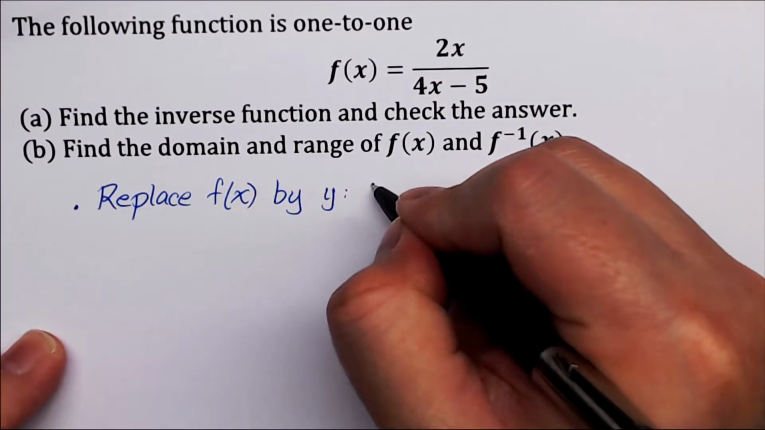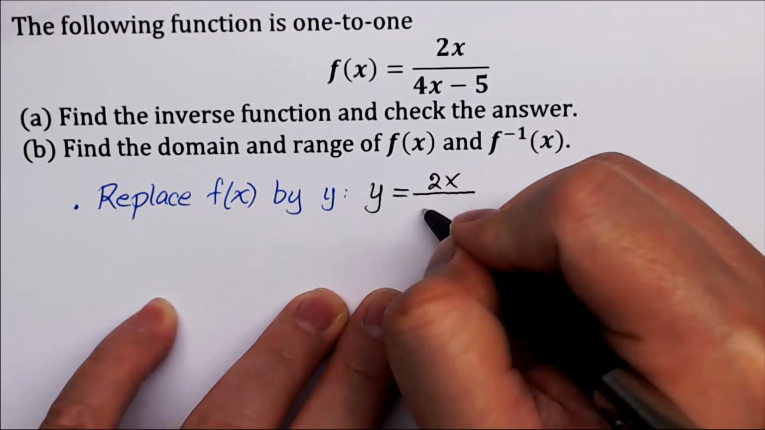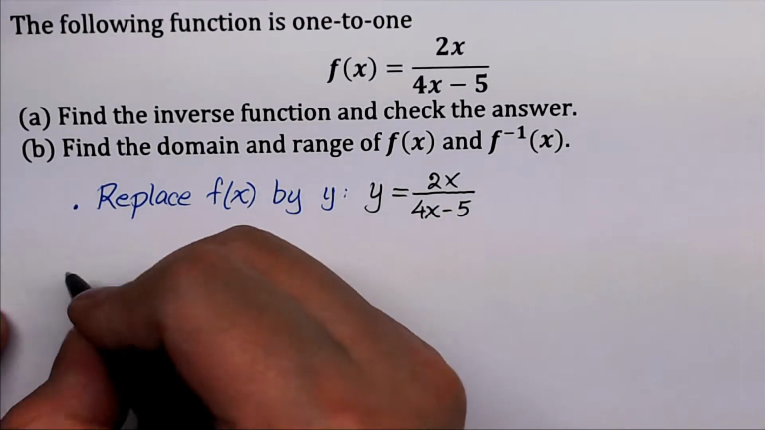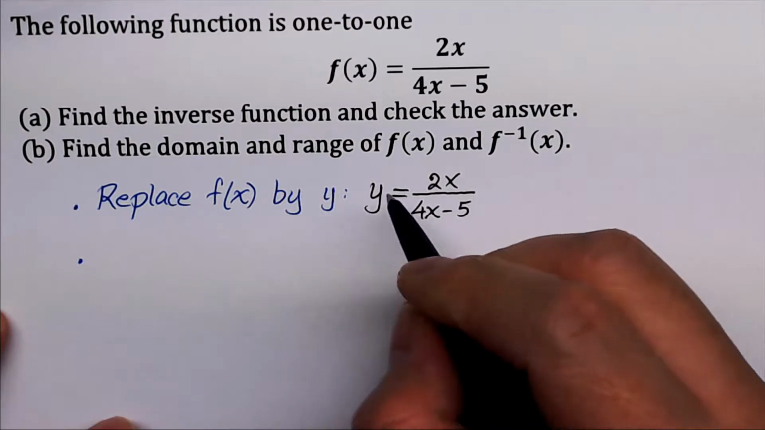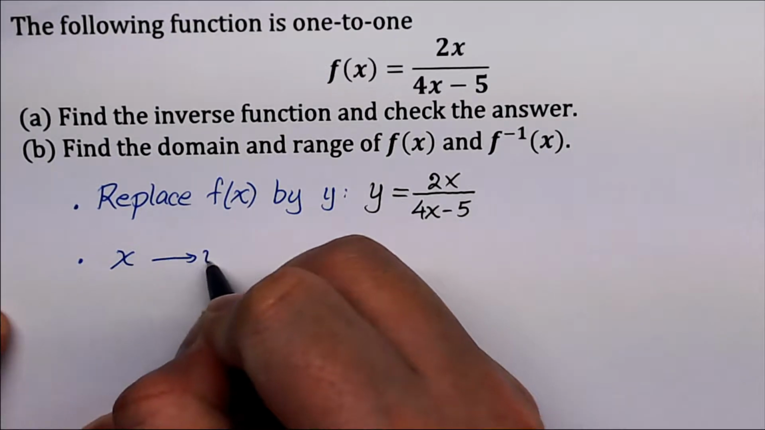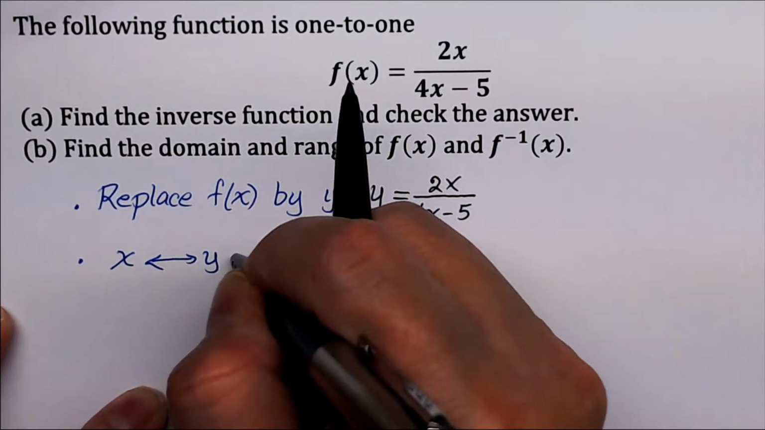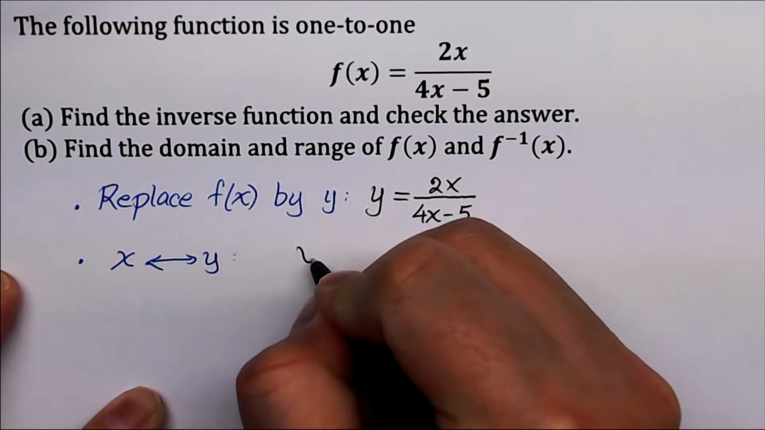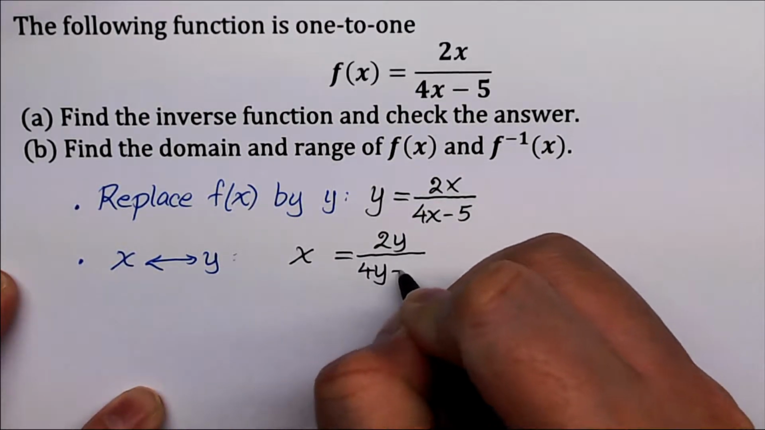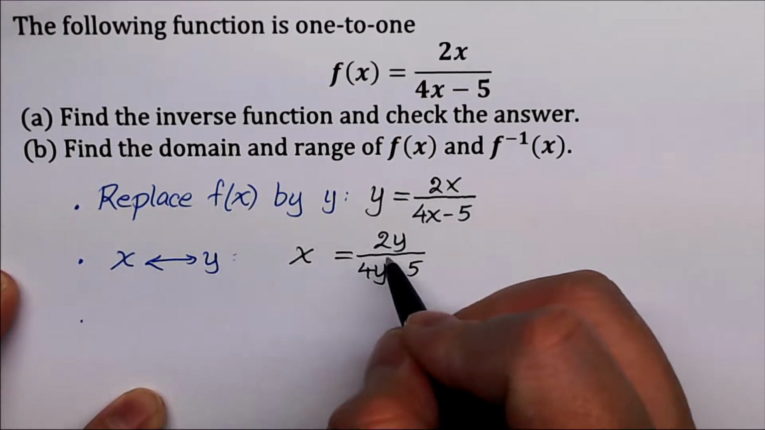So that is y. The next step is more important. We'll interchange x and y. So x becomes y and y becomes x. Then we will solve for y.